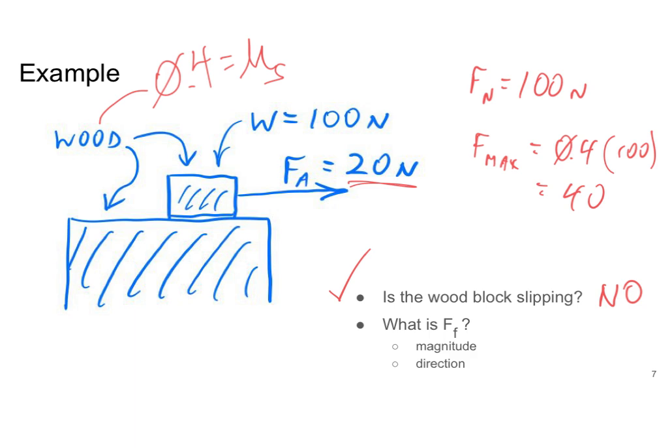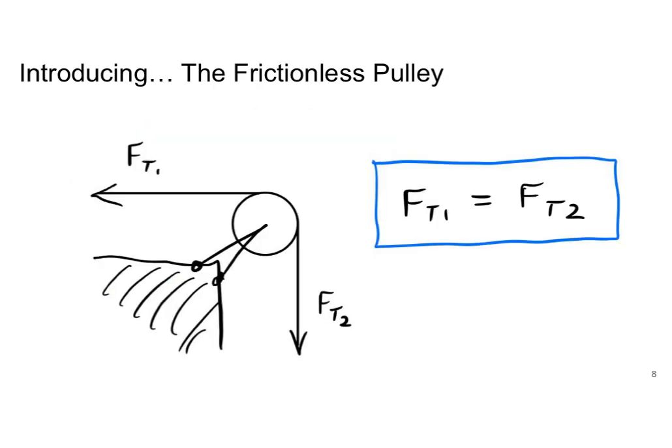Now the easy question: if we're not slipping, we must be in static friction. All we have to do is say we get what we asked for, and that is force of friction is equal to 20 newtons in that direction. So in this case, it's pointing to the left because it's opposing the applied force, which was given as 20 to the right. Let's go on to the next. We said that the maximum was 40 in this situation.